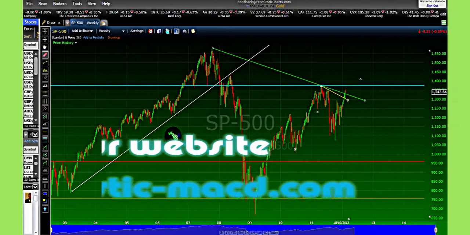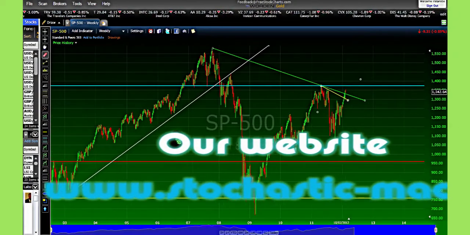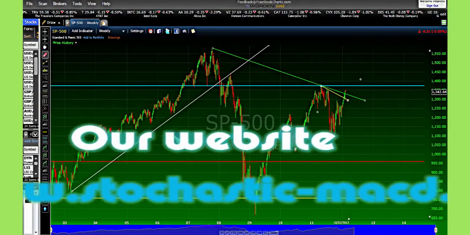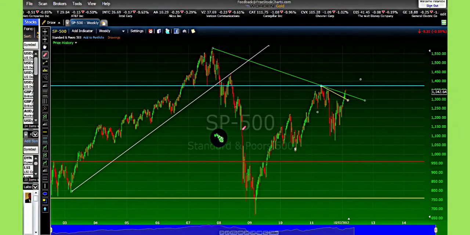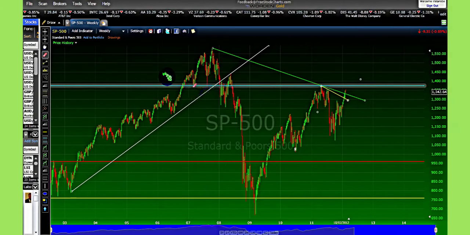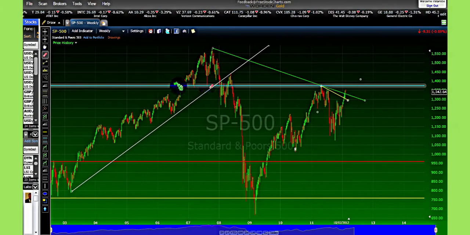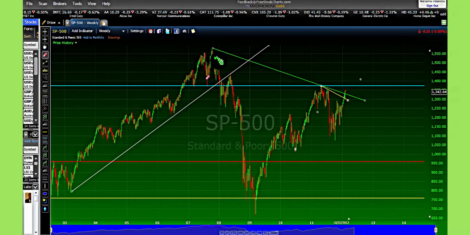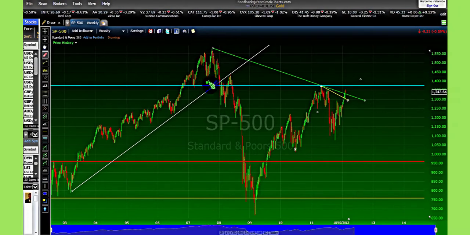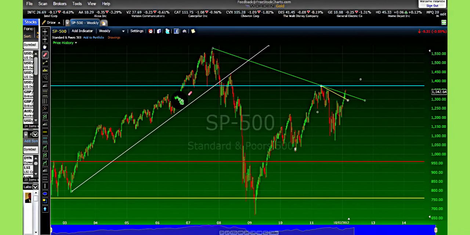What is a trading zone? We have two types of trading zone. One is bullish and one is bearish. These are the major trading zones. The zone above two trend lines is the bullish zone, and the zone below two trend lines is the bearish zone.